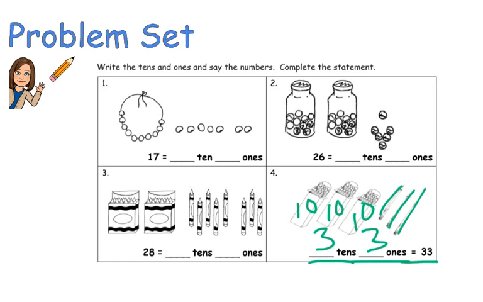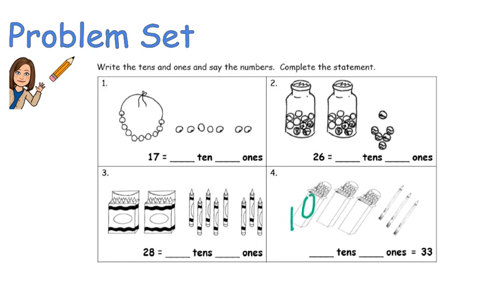3 ones. This also is very helpful because it makes it easier to count them. We can count them faster because you can count by tens when you do it this way. Watch what I'm going to show you. Ready? 10, 20, 30, 31, 32, 33.